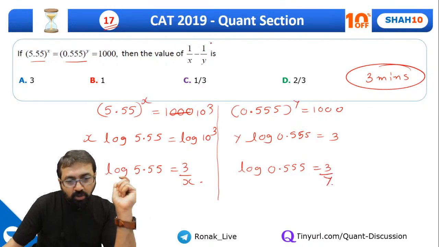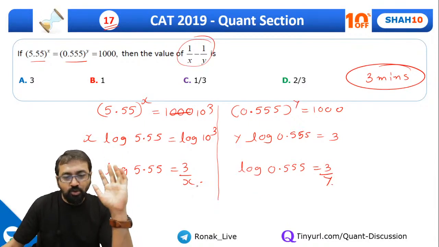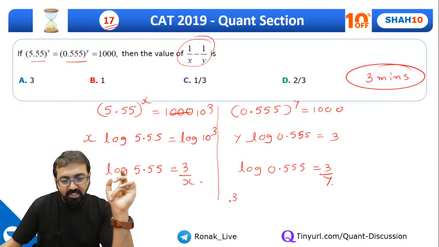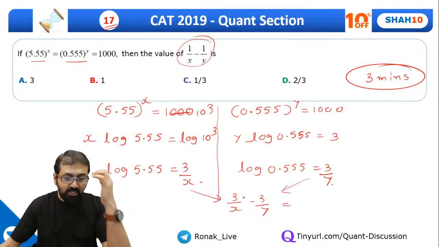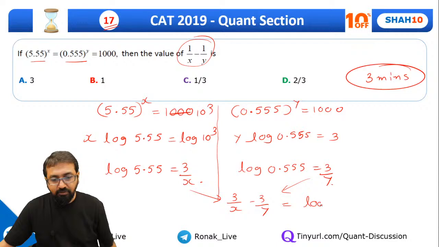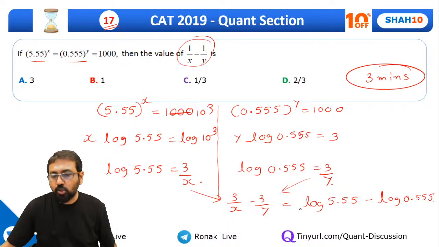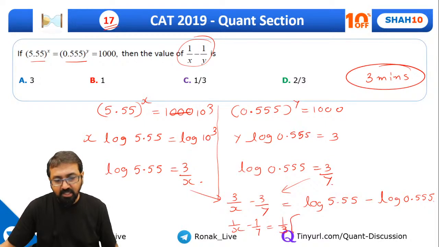Now see, we want to have 1 by x minus 1 by y, so I get some clue over here that 3 by x minus 3 by y will be equal to, can I say, log of 5.55 minus log of 0.555. Yes or no? So take 3 common, so you will get 1 by x minus 1 by y equal to 1 by 3 in the bracket.